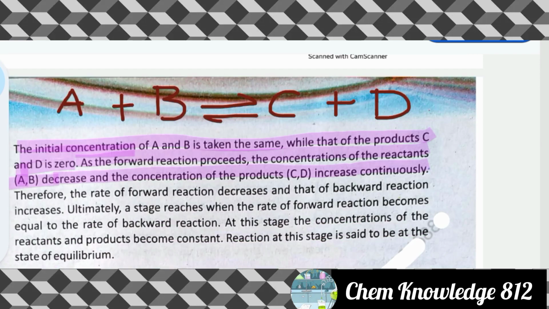Therefore the rate of forward reaction decreases and that of the backward reaction increases. So ultimately a stage is reached when the rate of forward reaction becomes equal to the rate of backward reaction. At this stage, the concentration of the reactants and products becomes constant. So the reaction at this stage is said to be at the state of equilibrium.